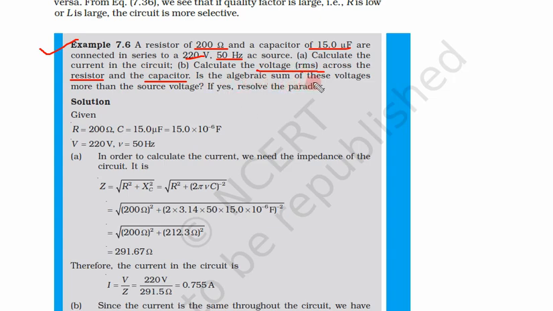Is the algebraic sum of these voltages more than the source voltage? So we also have to tell whether, if we add these voltages, it is more than the source voltage. If yes, resolve the paradox. A paradox is a contradiction. That means two things that are saying opposite things. So why is it happening? It should not happen. So let us solve this problem.